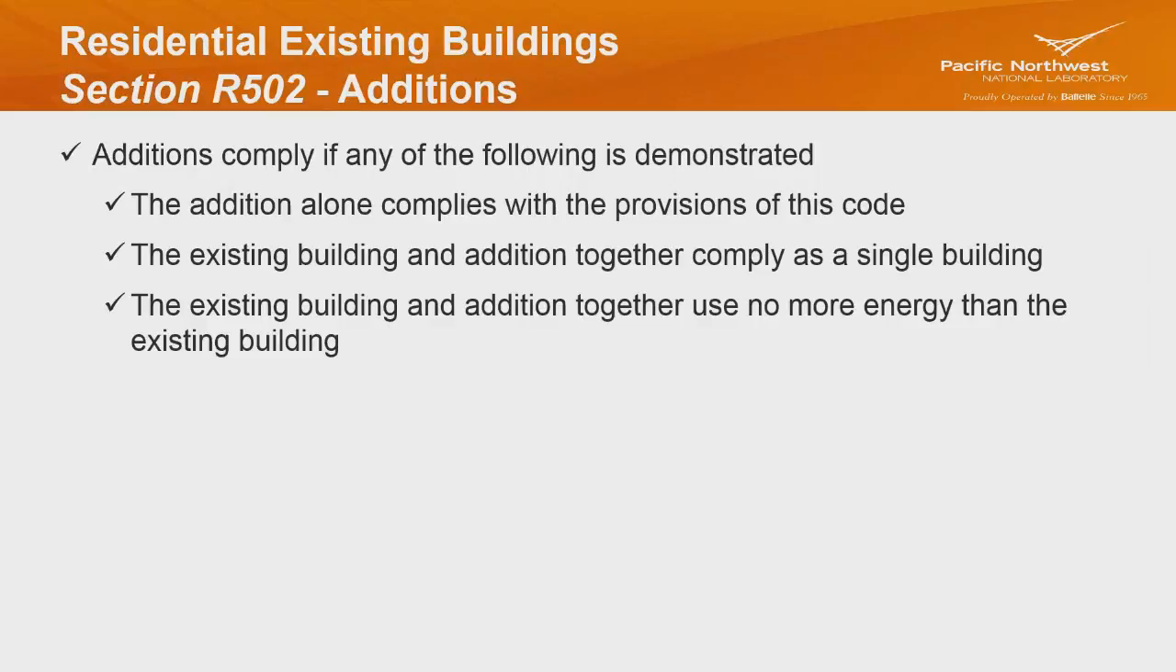The addition can comply by itself and meet the provisions in the code. With that addition, you treat it as new construction, basically, but it's only for the assemblies, the building envelope of the addition. Or you can take the addition and add it to the existing building and it can comply as a single building. And you also can take the existing building and the addition and combine them together, as long as it doesn't use any more energy than what the existing building is.